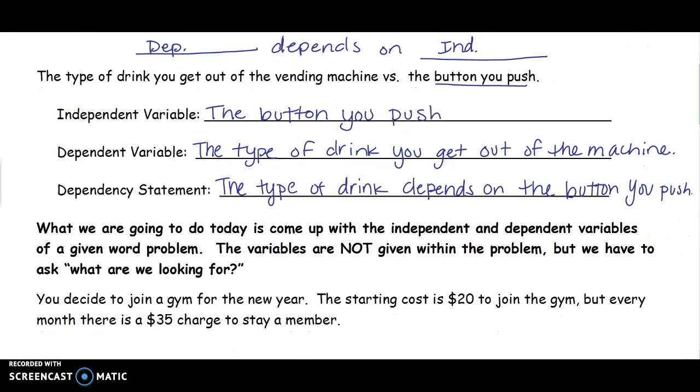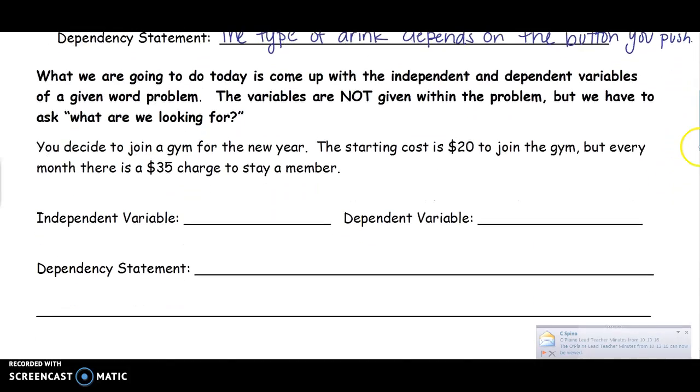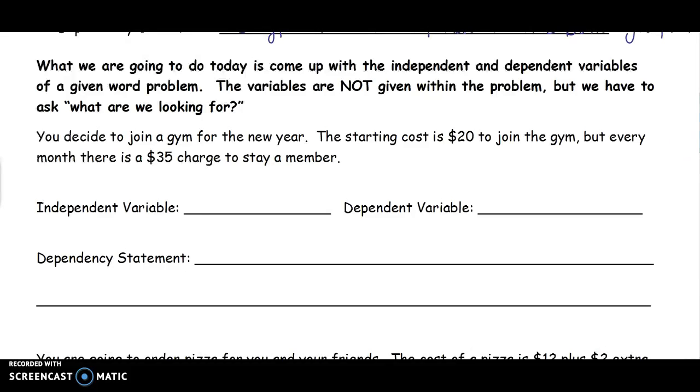Today, we are going to be doing the exact same, but I'm not going to give you the variables. So what we're going to do today is come up with the independent and dependent variables of a given word problem. This is where it's going to get just a little bit more difficult. The variables are not given within the problem, but we have to ask, what are we looking for? I'm going to give you a heads up now. No numbers are allowed in the independent and dependent variable.